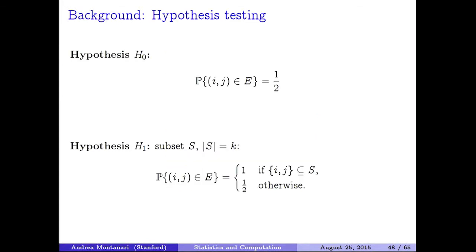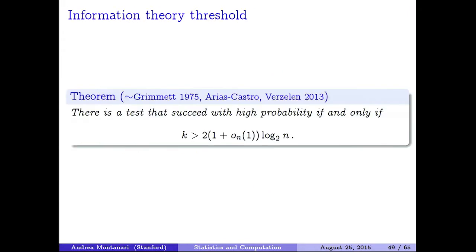And you want, again, let me state it as a hypothesis testing. The hypothesis 0 is that every edge is present with probability 1/2. The hypothesis 1 is that there is a set where each edge is present with probability 1, and outside they are present with probability 1/2.